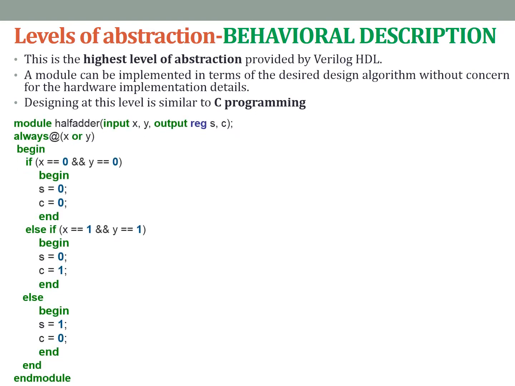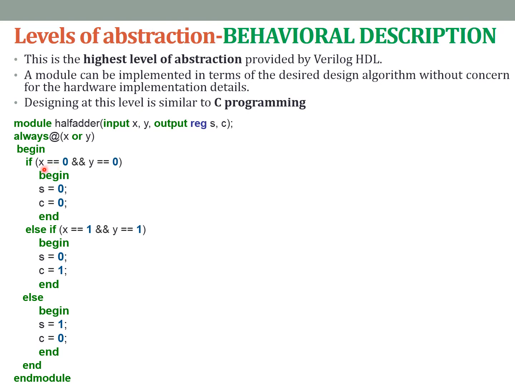This is a sample code of a half adder written in behavioral description. Let us not get into the understanding of this code, but we can observe that nowhere in the code have we mentioned any of the hardware requirements like the gates used. It is a pure if-else statement, which is a conversion of the truth table.